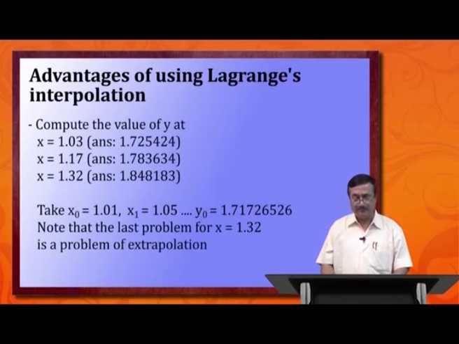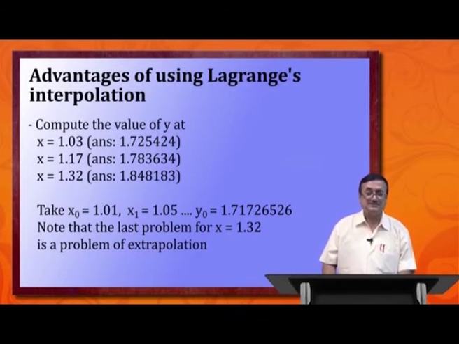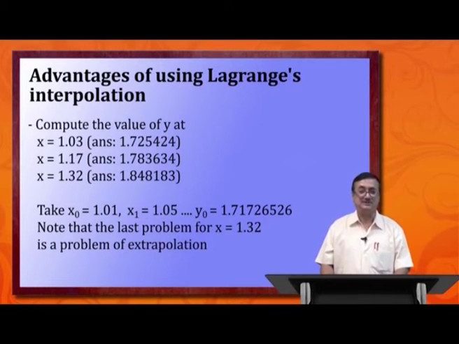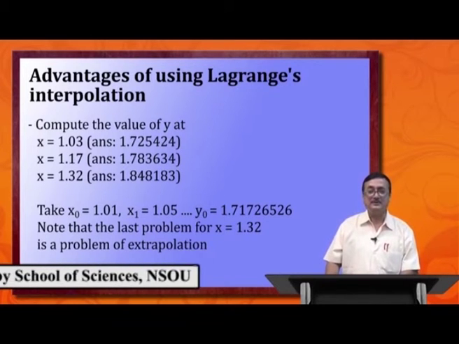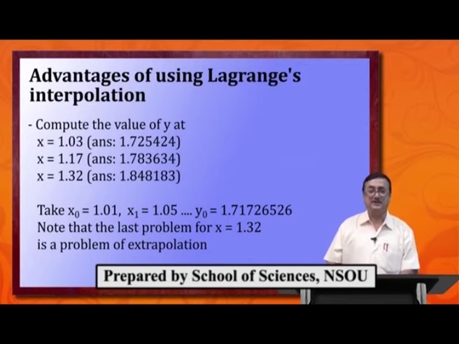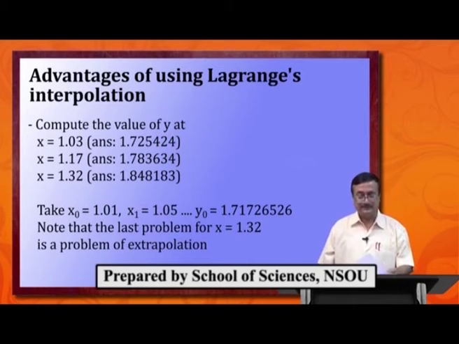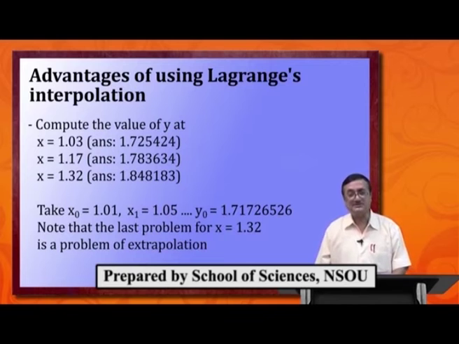Let us try to obtain the value of y at x equal to 1.03, say at x equal to 1.17 in the middle of the table, or say x equal to 1.32 at the bottom of the table, and observe that 1.32 lies just outside of the given table. In that case, the problem of interpolation is usually called a problem of extrapolation. The answer is given along with this problem, so I request you to do the calculations and obtain the result. The result will be accurate up to the last decimal digit.